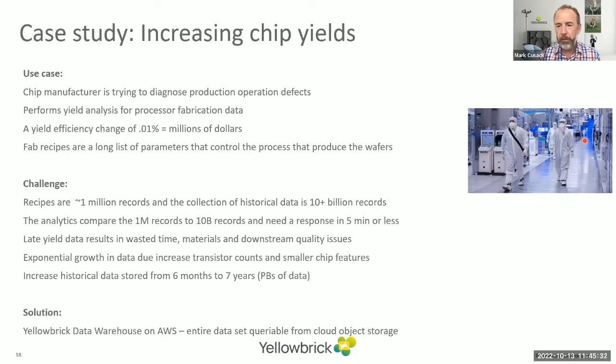And the way they want to do that with Yellowbrick is adopt Yellowbrick on AWS and store all this information in cheap and deep object storage, and take advantage of the fact that Yellowbrick has separated compute and storage. We store all our data in S3 on AWS. We have fully elastic, powered by Kubernetes, and we can scale as their business challenge grows as well. And with that, I'm going to hand back to Ramki.